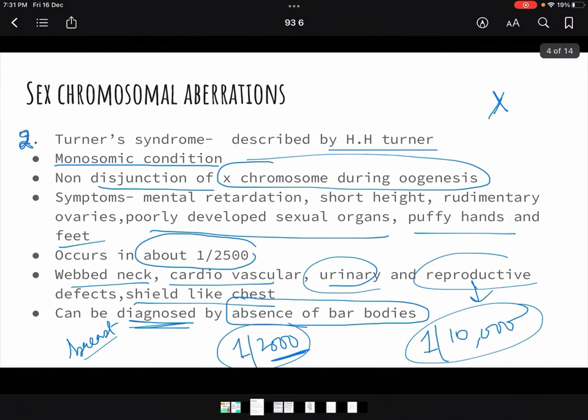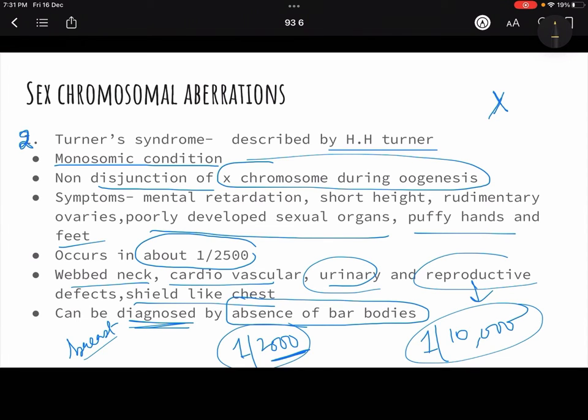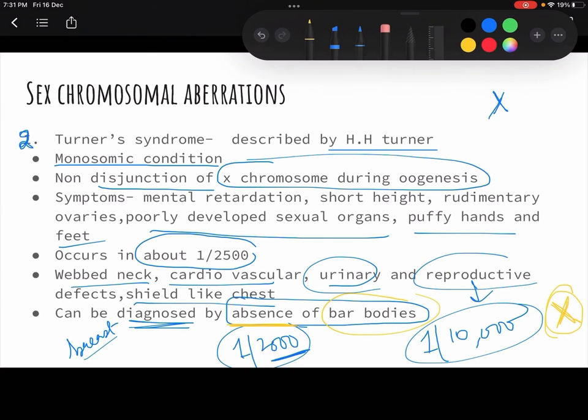But what happens in Turner syndrome, when there is absence of Barr bodies, you can diagnose that the person is having Turner syndrome. That means एक X तो है which is working, the other one which should have been inactivated, that is not there, which is the absence of Barr bodies in this case. So you understand what is the concept of Barr bodies.